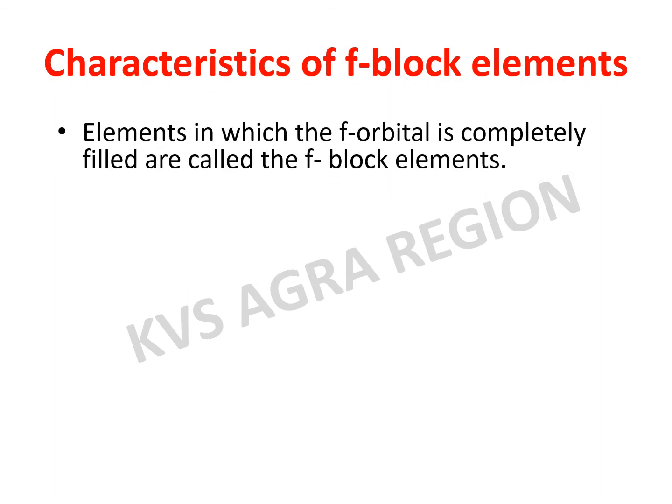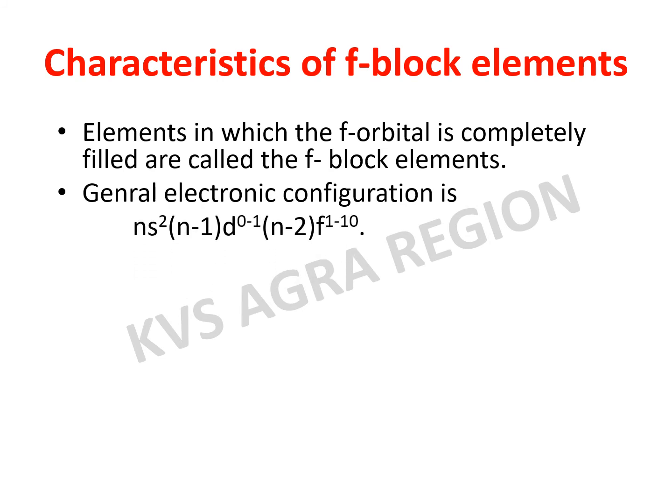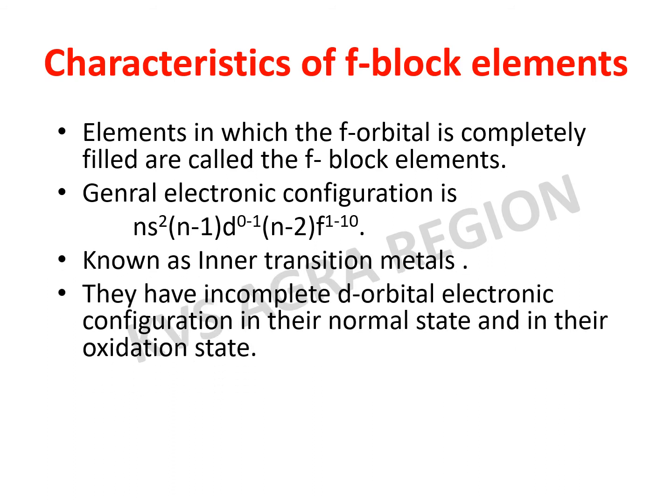Characteristics of f block elements. Elements in which the f orbital is progressively filled are called f block elements. The general electronic configuration is ns2, (n-1)d0 to 1, (n-2)f1 to 14, known as inner transition metals. They have incomplete d orbital electronic configuration in their normal state and in their oxidation state. They are generally radioactive.